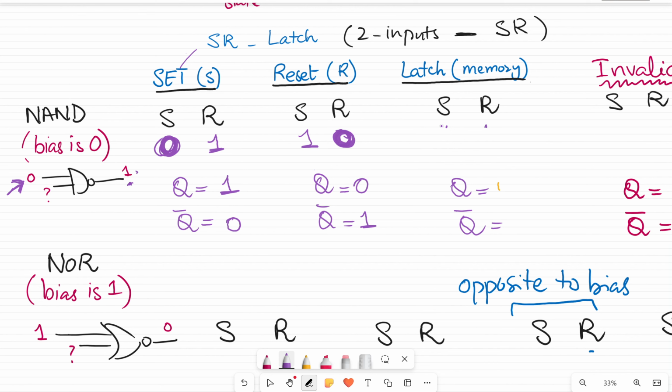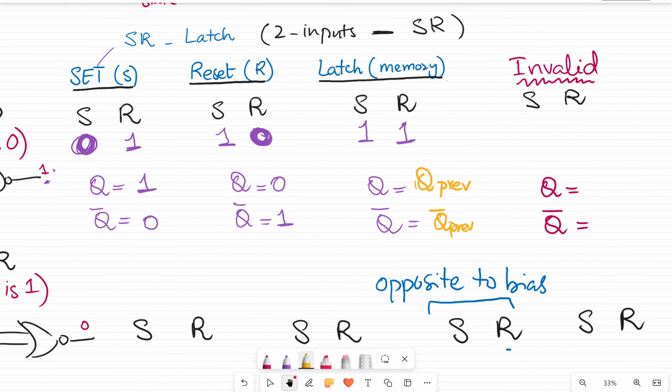So the bias is 0, so this will be 1 and both will be the same inputs, so S and R will become 1. So this means that it will latch to the previous value of Q. So Q will be the same as previous value, meaning अगर वो set था तो it will remain set, अगर वो reset था तो it will remain reset, and the Q bar will be the same previous value of Q bar. ठीक है?